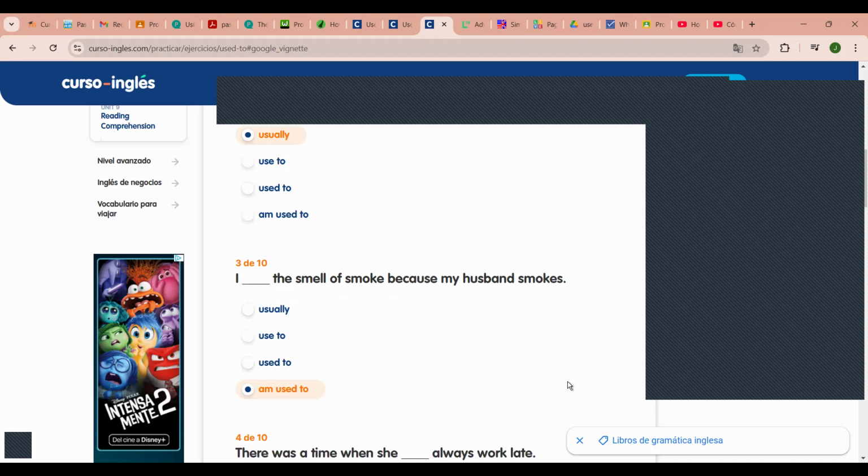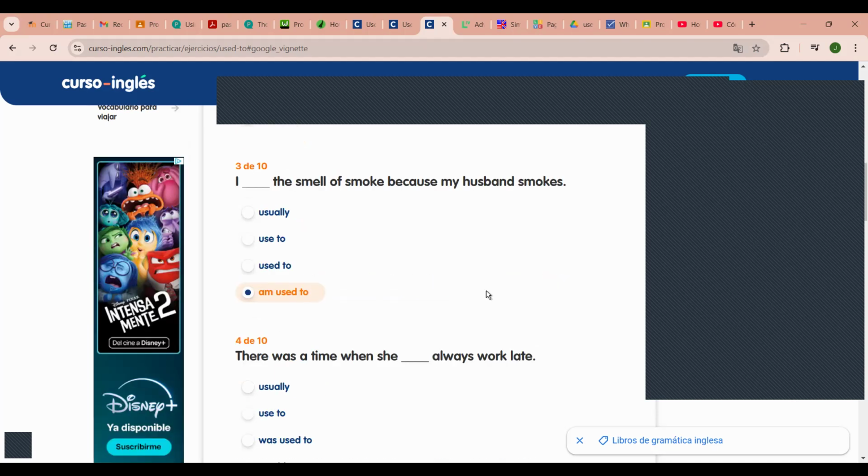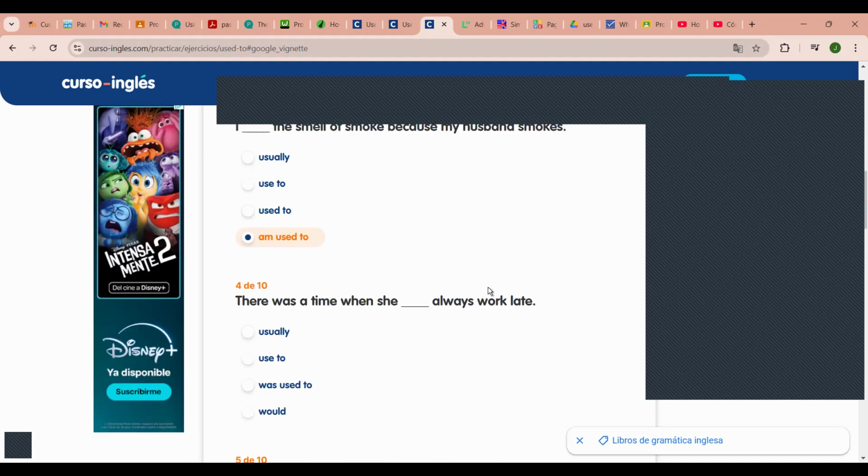Perfect. All right. Now, Gabby, number 4. ¿Qué usamos cuando no tenemos used to? ¿Qué es la otra opción? Usually, ese es para presente. Para el pasado, good. Perfect. Example. There was a time when she would always work late.